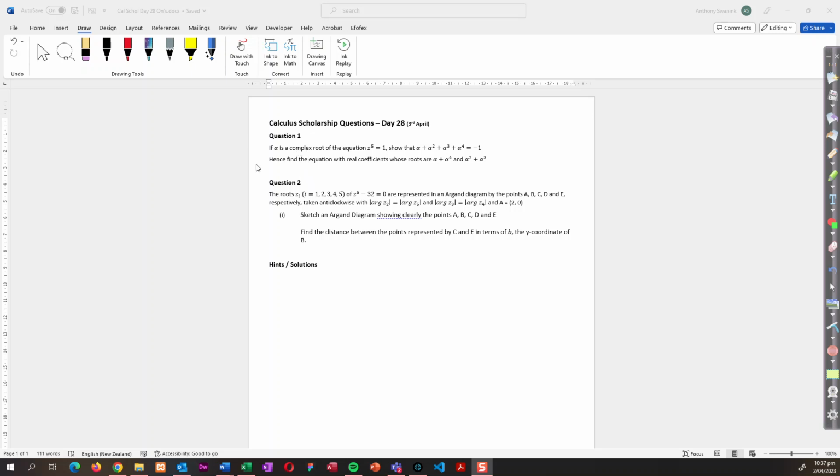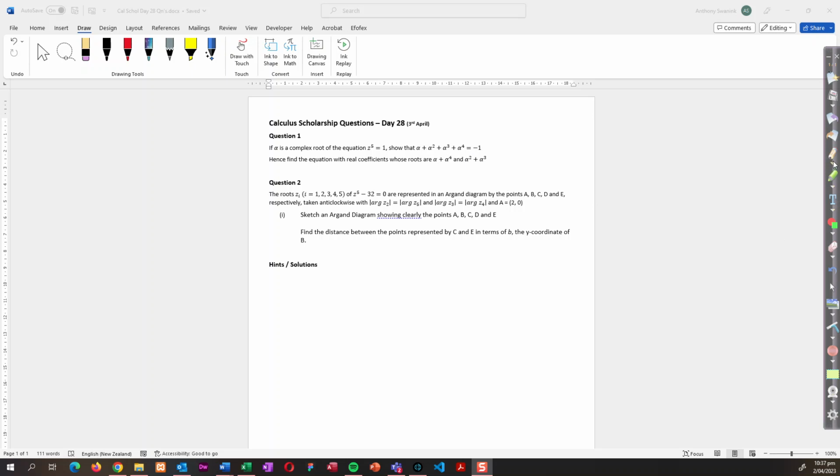So a bit of a hint about question 1. You're given the fact that z to the power of 5 is equal to 1. It's got 5 solutions and you're told that alpha is one of those solutions. You're asked to show that the sum of these different powers of alpha is equal to -1.